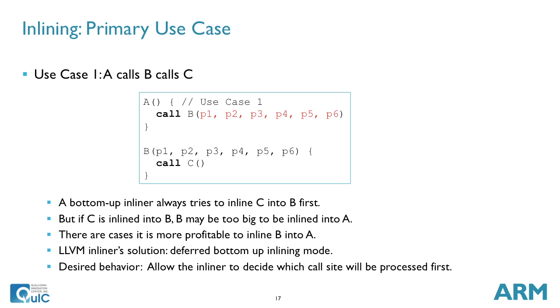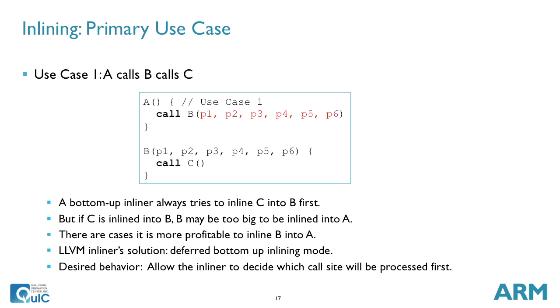So our first use case, we call it the primary use case because any other use case you can think of is kind of a variation of this one. And here we have the very well-known problem of A calls B that calls C. In a bottom-up inliner, the bottom-up inliner will always try to inline C into B first. But if C is inlined into B, B might end up being too big to be inlined into A. And you can have a code layout where it's actually more profitable to inline B into A.